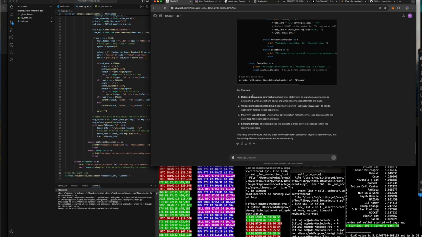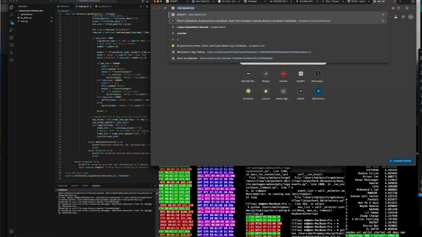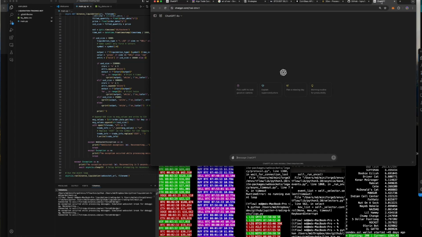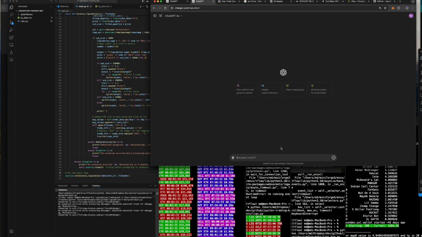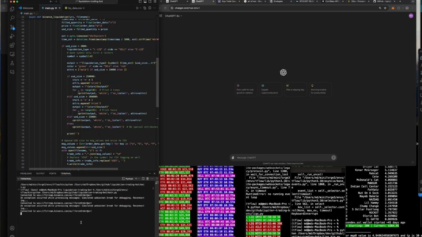So, detailed debugging information, added print statement. So now it's printing, which is good. You can see if we get a liquidation here, that means we need to essentially see one over here. That's what I'm waiting for. So this is just going to take a little minute.